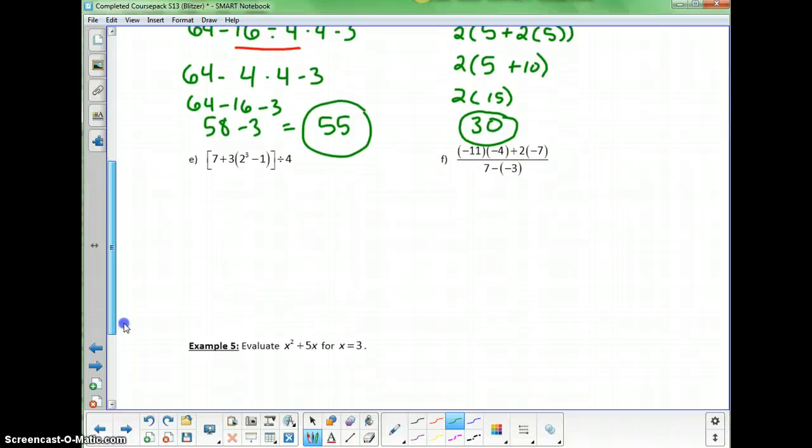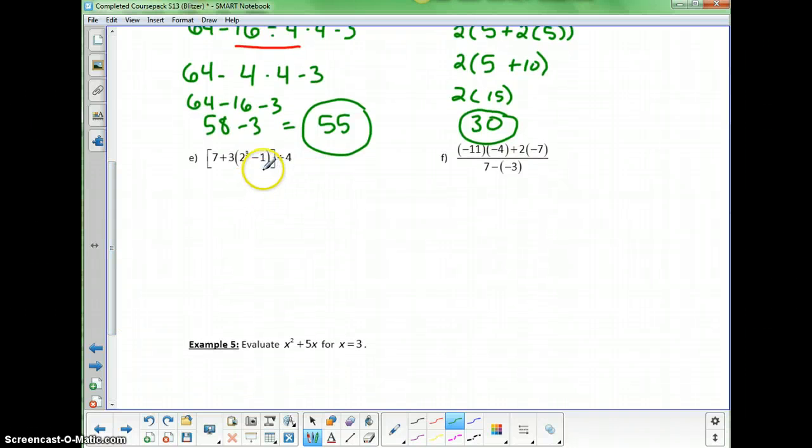Alright, and the last 2 examples here. Let's start on the inside parentheses, which require an exponent first. So 2 to the 3rd is 8 minus 1. So we're going to do that part first. I'm going to rewrite the rest of the problem. And then we're going to work on the innermost parentheses. So we have 7 plus 3 times 7.